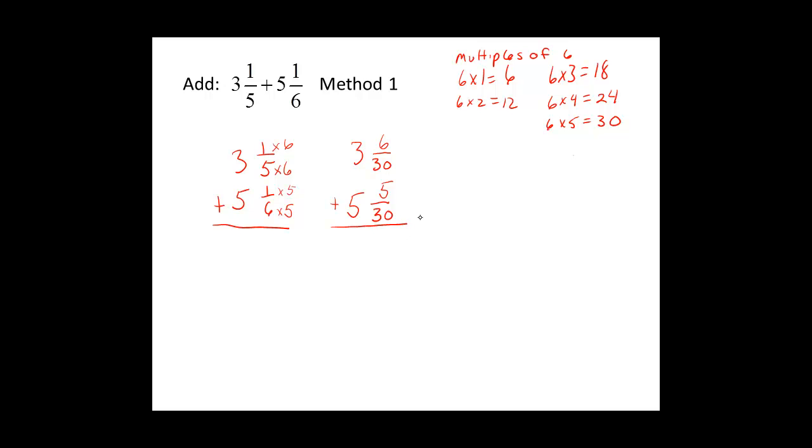We've rewritten this problem. It's the same problem. The only thing that is different is now we have a common denominator. Now we will add the numerators. 6 plus 5 is equal to 11. And the denominator stays the same. 3 plus 5 is equal to 8. So our answer is 8 and 11/30.